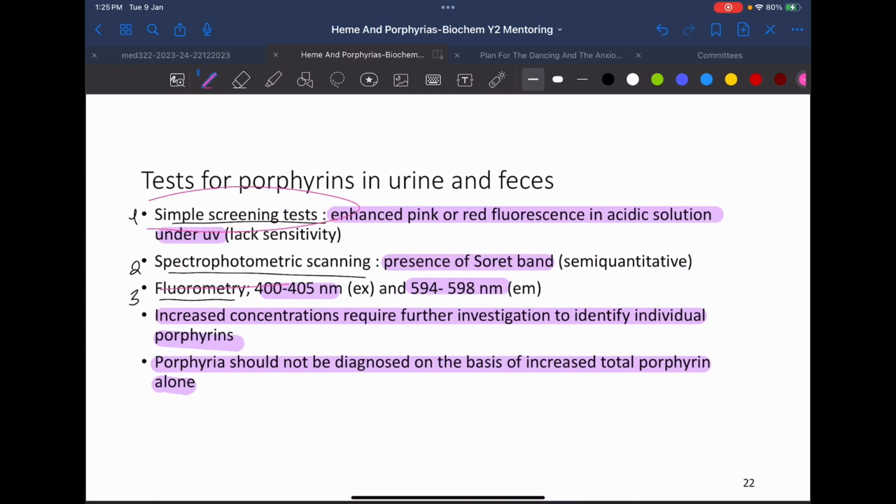This is another point in your learning objectives. If you choose to go with simple screening tests, then this would be the positive result or an indication of a positive result for porphyrins. If you choose to go with spectrophotometric scanning, then a presence of a Soret band would indicate the presence of porphyrins. And if you choose to go with fluorometry, again, it was not explained exactly what or how these tests are performed. So I'm guessing you just have to know the names.